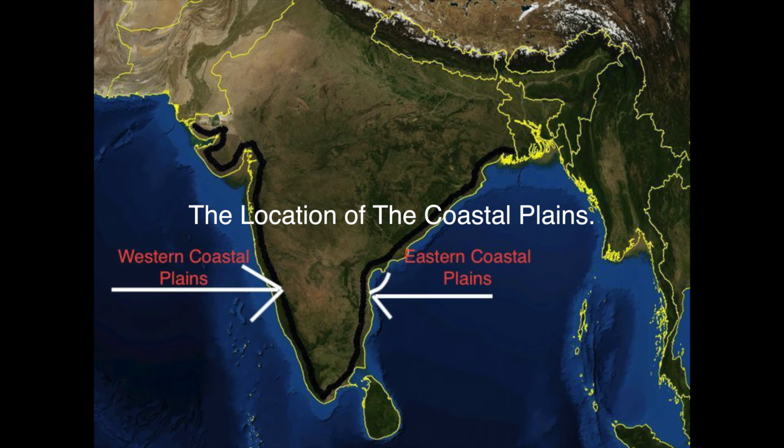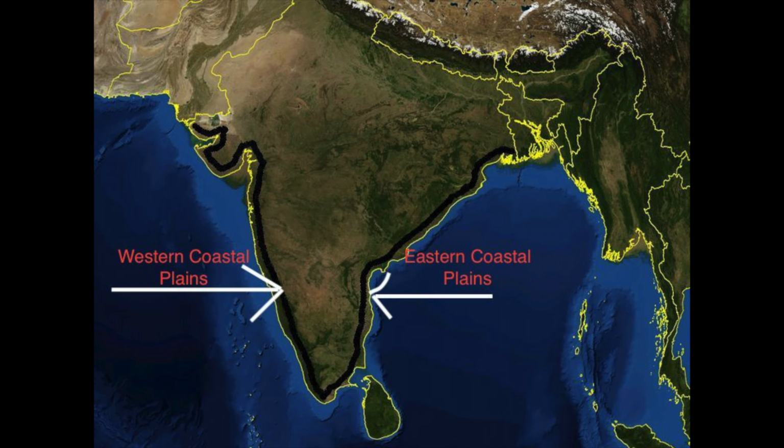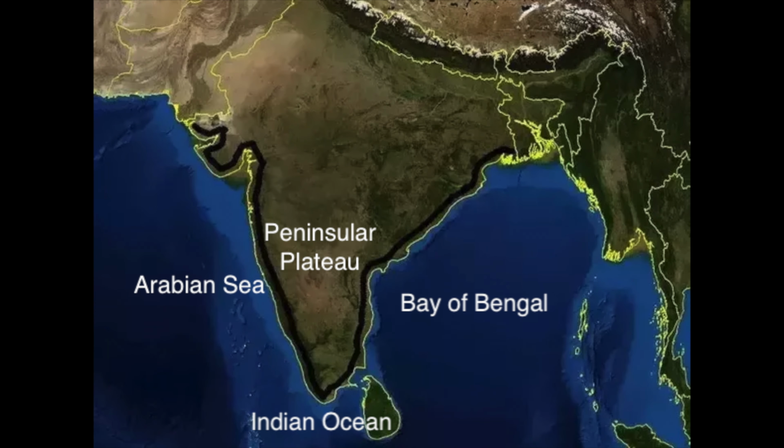So now, let's talk about the location of the coastal plains. The coastal plains are located on either side of the peninsular plateau of India. It is bounded to the east by the Bay of Bengal, to the west by the Arabian Sea, and to the south by the Indian Ocean. And as we already know, the coastal plains have two subdivisions, which are the eastern and western coastal plains.